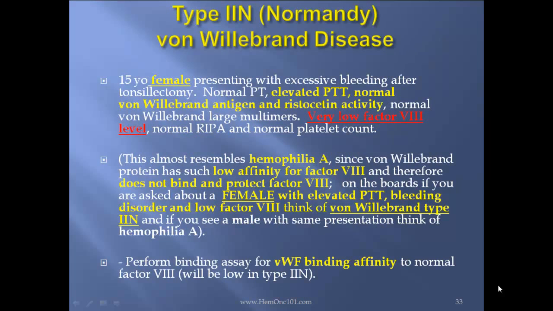Type 2N is Normandy. This is a take-home: a 15-year-old female. If you see the exact same case presentation with a male, it'll be hemophilia A. If you see this case presentation with a female, it'll be type 2N. A 15-year-old female presenting with excessive bleeding after tonsillectomy, normal PT, elevated PTT, normal von Willebrand antigen and activity, normal von Willebrand large multimers, but very low factor VIII level, normal RIPA. So it looks exactly like hemophilia A.